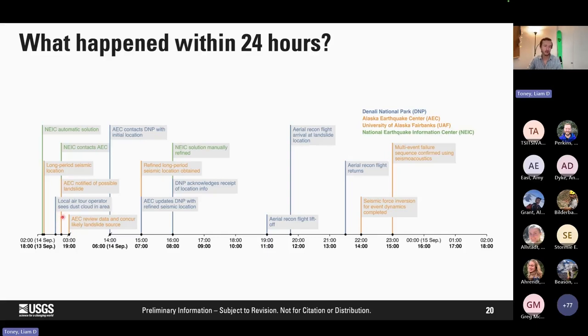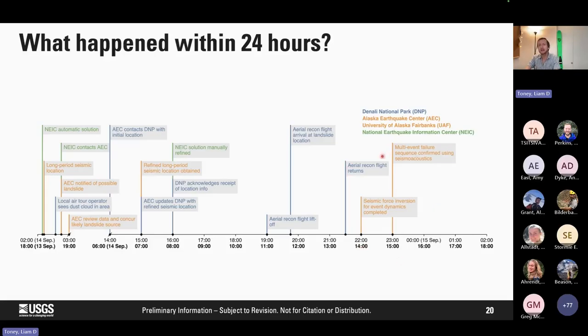And within the first hour of this happening, it was determined that given the long period seismic location and the waves produced, it was likely a landslide that had occurred. And in the next morning, so we have a little bit of a broken axis here overnight. The next morning, the Earthquake Center contacted Denali National Park, and some refinement occurred of the locations. And this equipped Denali Park staff with enough information to justify doing an aerial recon flight in a fixed-wing aircraft. So that occurred later in the day. They got out there, they took some photos, and they returned.